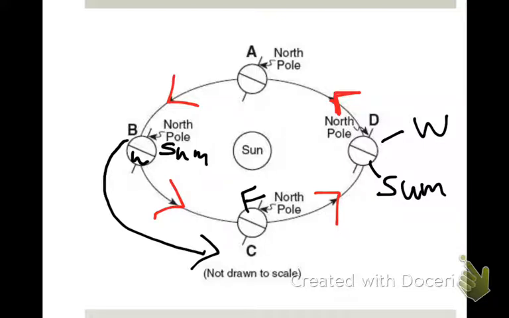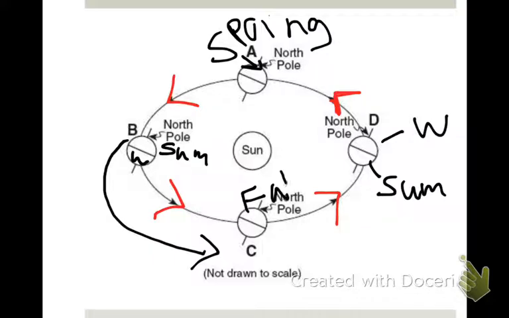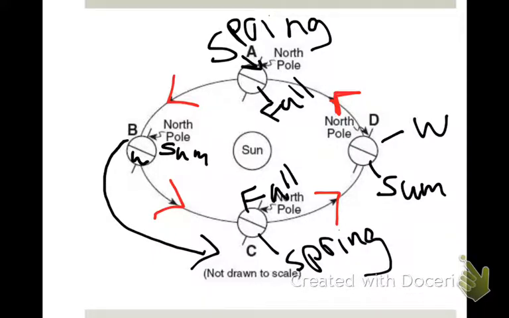And after fall, you have winter. And after winter, we go into spring. So location A, the northern hemisphere is spring, and location C, the northern hemisphere is fall. So up here is spring. Sorry, that's so messy. And this is fall. So then the southern hemisphere is just whatever's opposite. If it's spring in the northern hemisphere, it's fall in the southern. And if it's fall in the northern, that means it is spring in the southern.